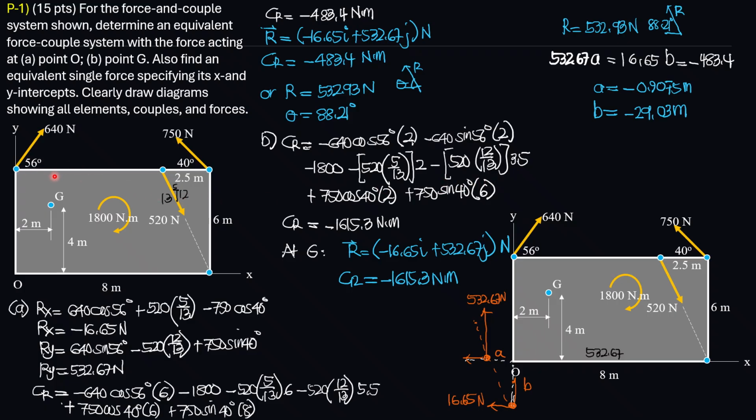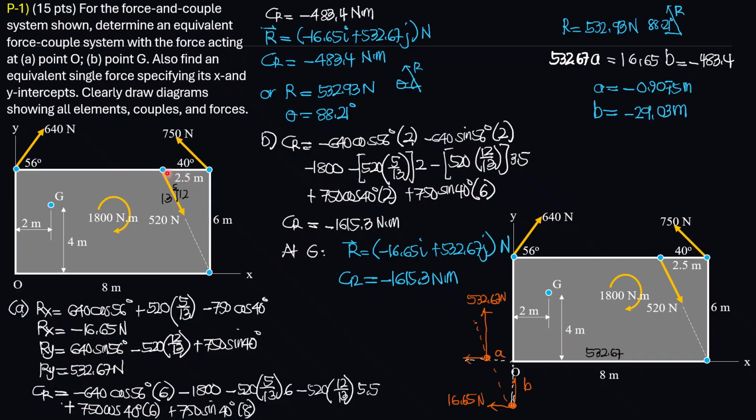So the x component is clockwise, so it's negative 640 cosine 56 times 2. This is 2 meters because this is 4. The vertical component is also clockwise. The moment arm is 2, so minus 640 sine 56 times 2. Then this couple, which is clockwise about G, is negative 1,800.